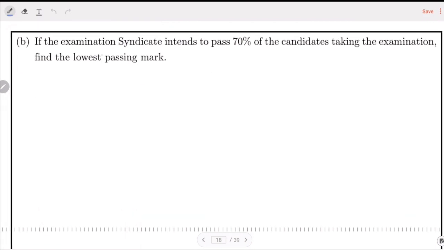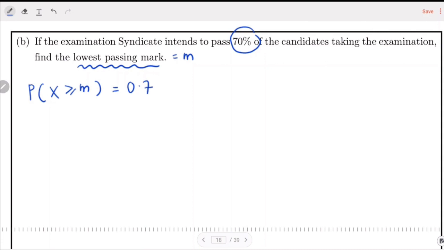B. If the examination syndicate intends to pass 70% of the candidates taking the examination, find the lowest passing mark. For example, we assume the lowest passing mark is equal to M. So in order to pass, the candidate needs to get marks greater than or equal to M. And then the probability of the candidates that will pass is 70%, which is 0.7.